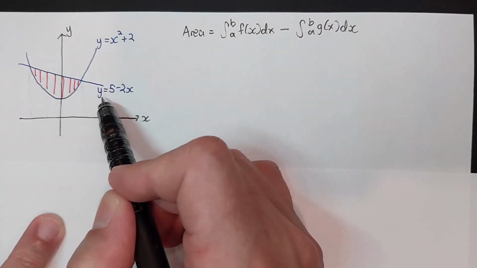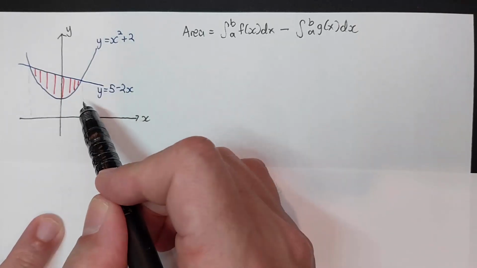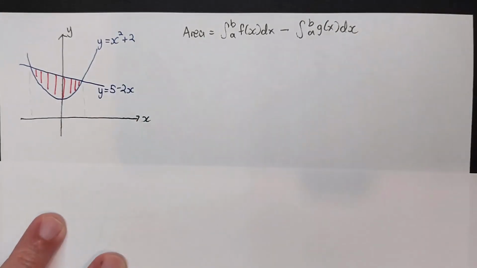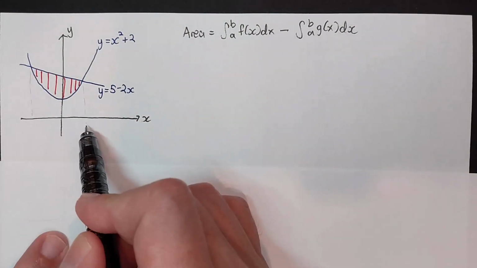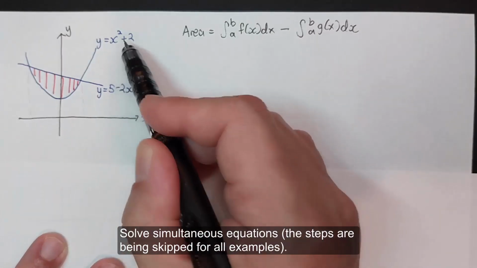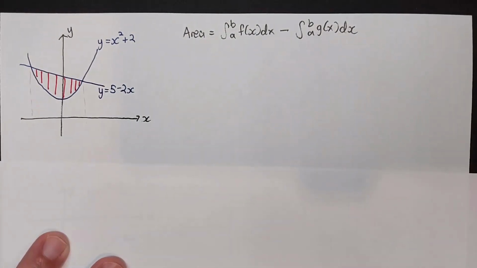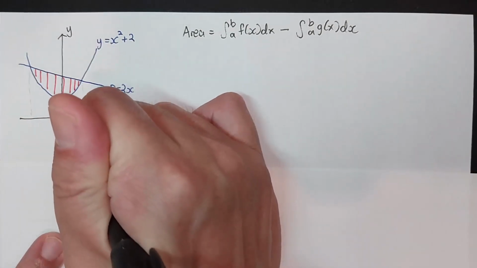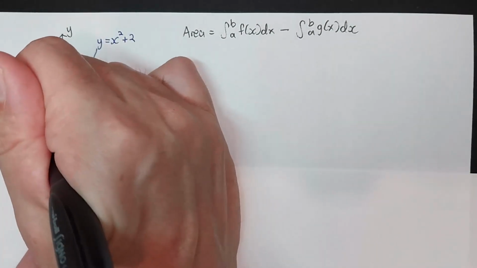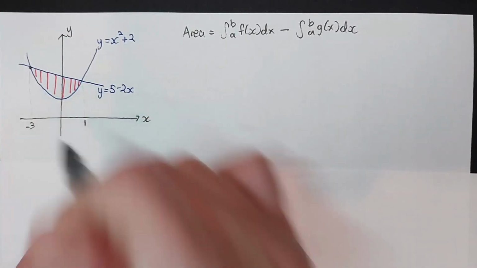The upper curve will be the straight line y equals 5 minus 2x, and the lower curve will be the curve y equals x squared plus 2. So what is the upper limit and the lower limit? In order to find that, we must solve the simultaneous equations here. Upon solving, we will realize that one point of intersection is x equals 1, and the second point of intersection between the two curves is x equals negative 3.